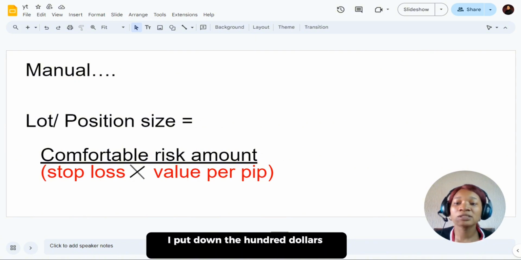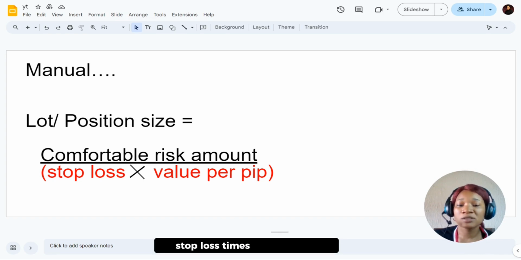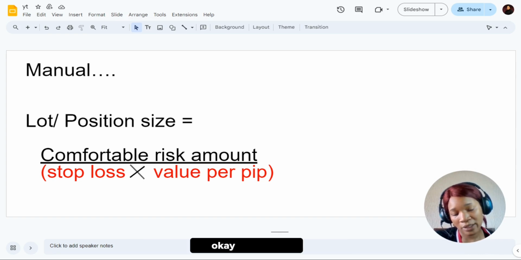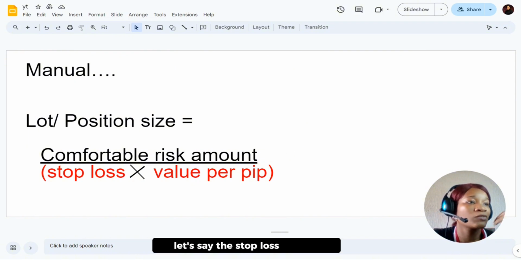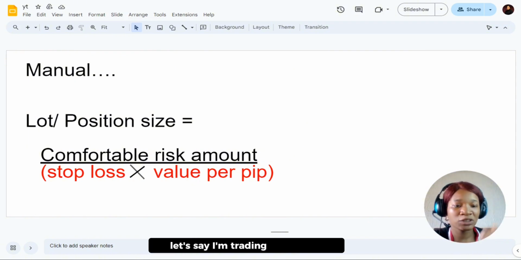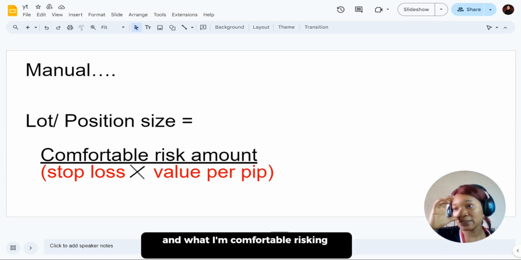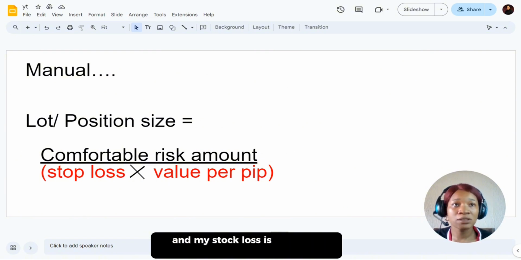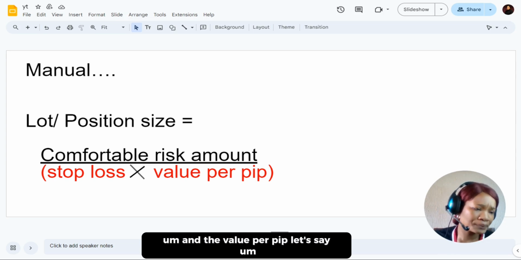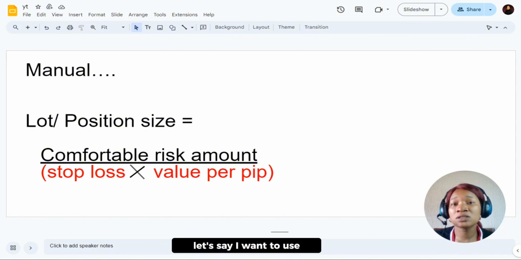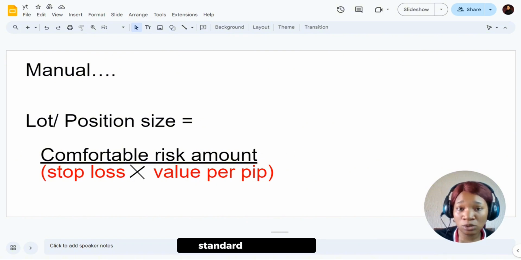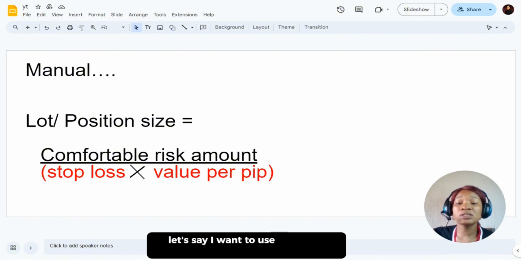I put down the $100 over stop loss times value per pip. Let's say I'm trading GBP USD, and what I'm comfortable risking is $100. My stop loss is about 20 pips, and for the value per pip, let's say I want to use a standard lot.